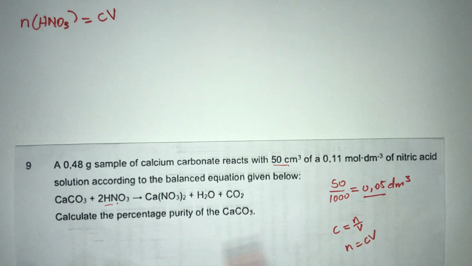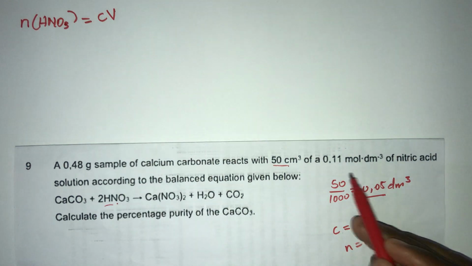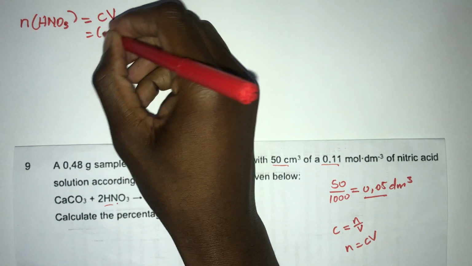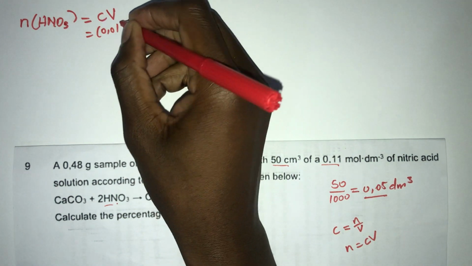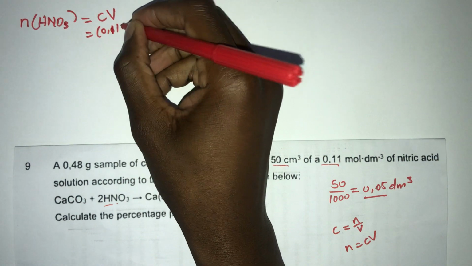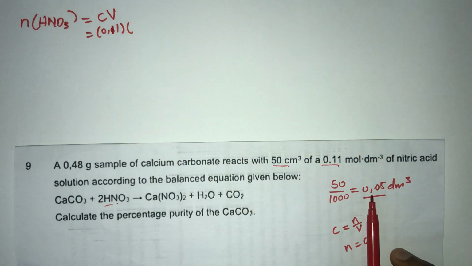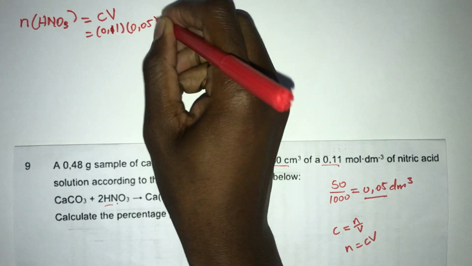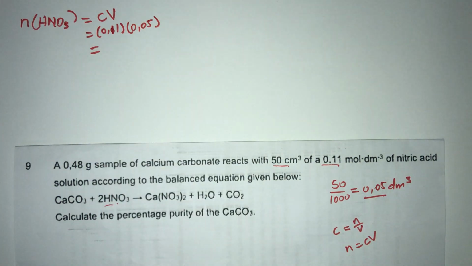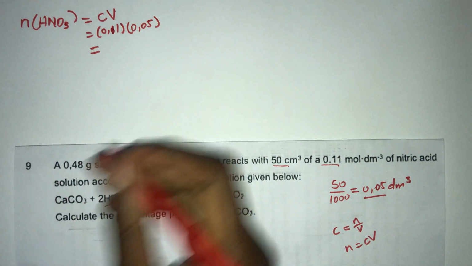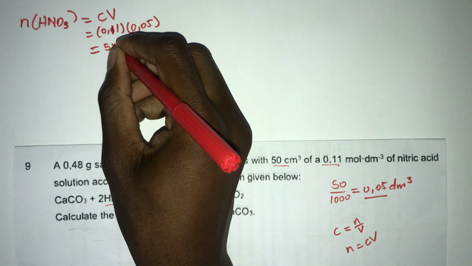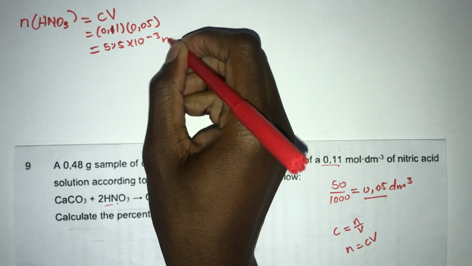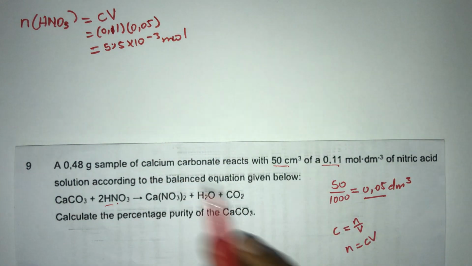So now let's check. What is the concentration of nitric acid? We are given the concentration as 0.11. Then what is the volume? The volume is 0.05, the converted one. So when we punch the calculator, this is what we get. We get 5.5 times 10 to the negative 3 mole of nitric acid.